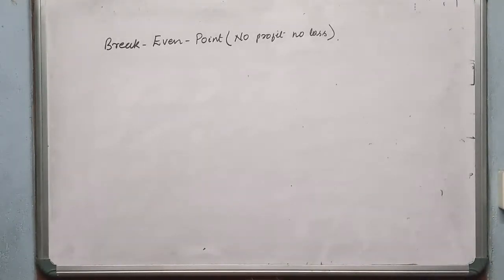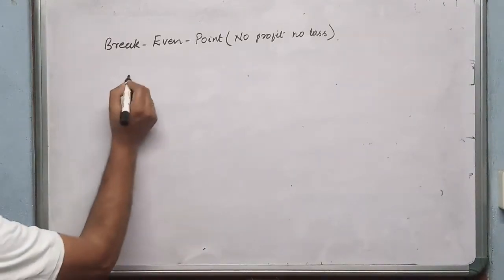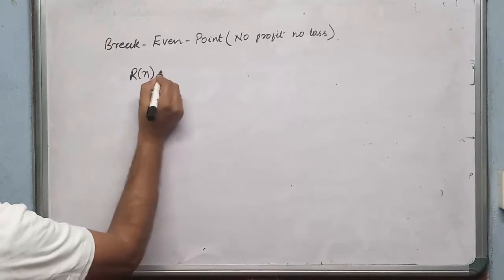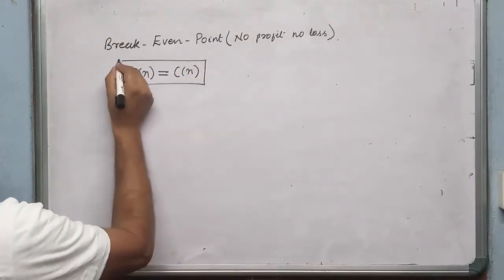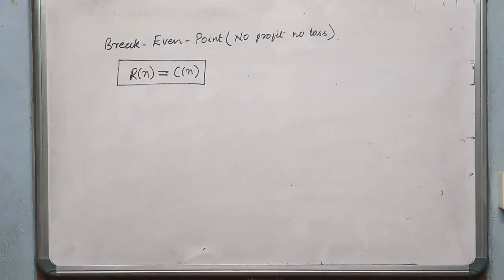Now dear student, the next topic is break-even point. This part is very important for this chapter. Break-even point means no profit, no loss. In what circumstances will there be no profit and no loss? If selling price is equal to the cost price. Selling price equal to cost price means no profit, no loss. In this case, the profit is 0.